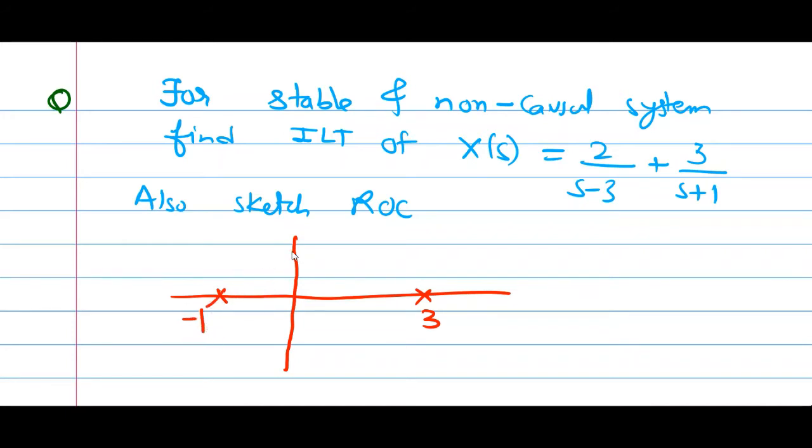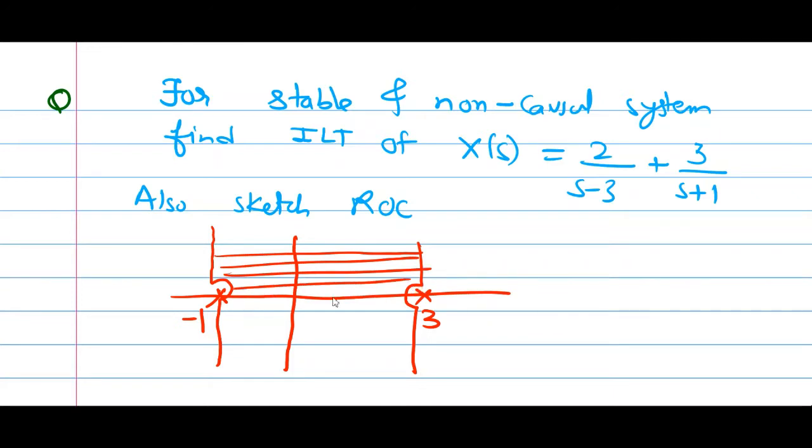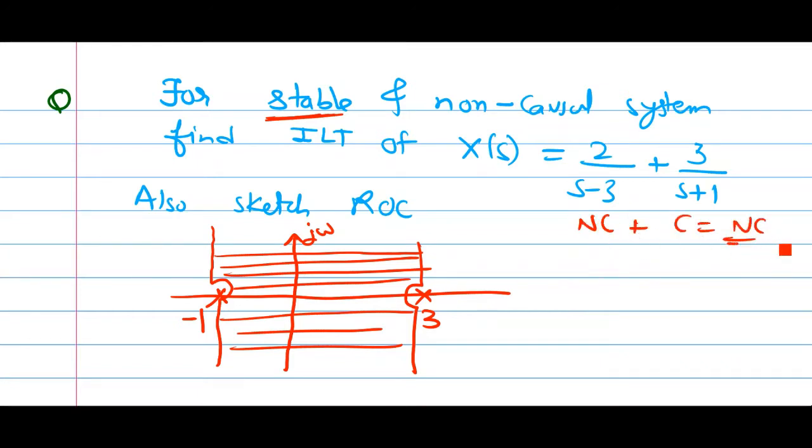Now stable means it must cross the j omega axis. So ROC must be between minus 1 and 3, then only it will cross the j omega axis. So this is the sketch of ROC. Then only it is a stable system, because it is crossing the j omega axis. We have been asked to calculate the inverse for stable. Now non-causal, for this pole, as it is going towards the left hand side, that means non-causal. So this is a combination of non-causal plus causal, so overall answer is non-causal.